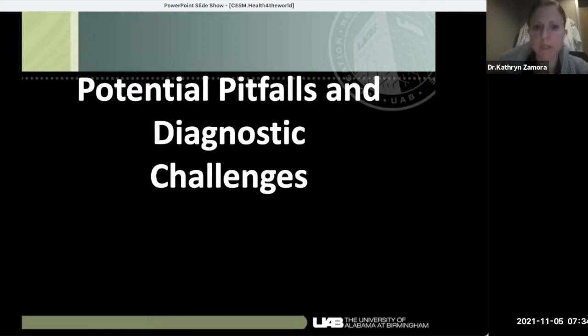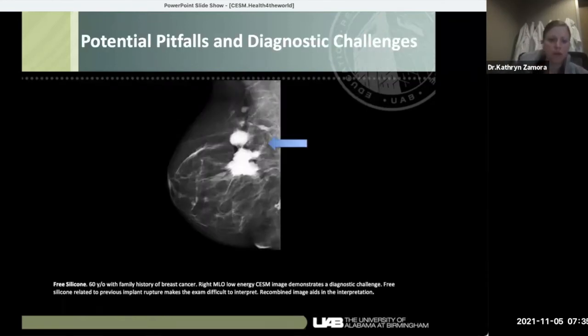A couple of potential pitfalls and diagnostic challenges or interesting cases. This is a case of free silicone. We typically, in patients that have free silicone, will do MRI examinations, and sometimes they are unable to undergo MRI, so we do contrast enhanced mammography. This is a 60-year-old patient who is at elevated risk for development of breast cancer due to family history.